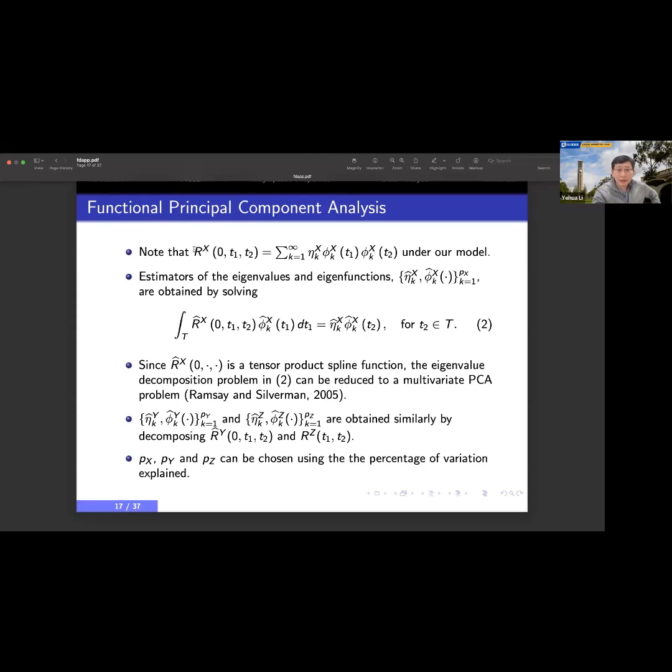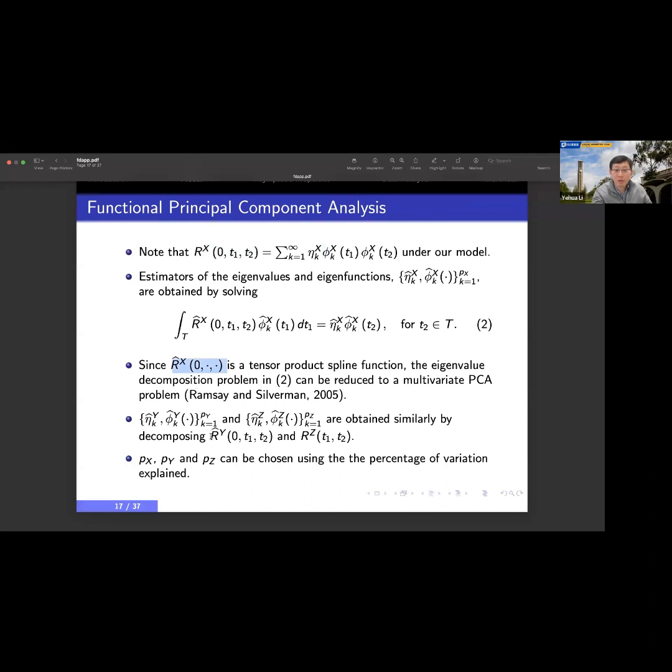Noticing that the covariance of the station effect, when the spatial lag is equal to 0, has a spectral decomposition like this, part of the model is about these eigenfunctions and eigenvalues. So we get an estimate of this, and we can do a spectral decomposition to get all the eigenfunctions. This is done by solving an eigenvalue decomposition equation. Because the covariance is represented as a tensor product spline, it has been parameterized, so the problem can be reduced back to a multivariate PCA problem. We can solve this using the typical Ramsay and Silverman approach.